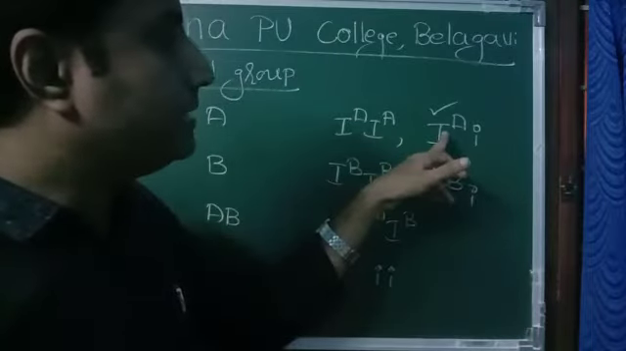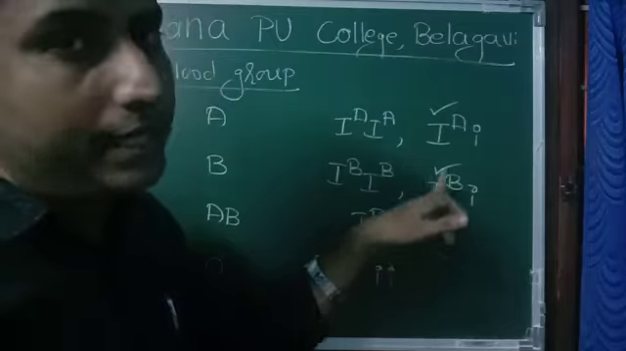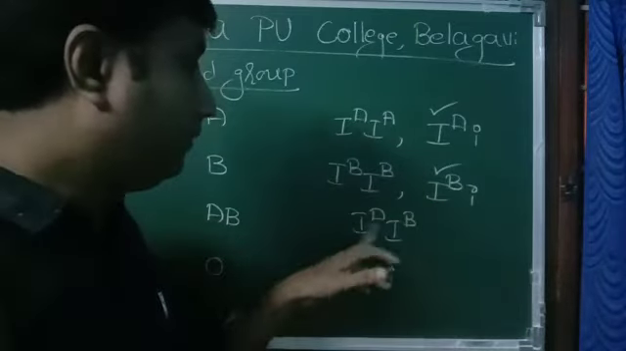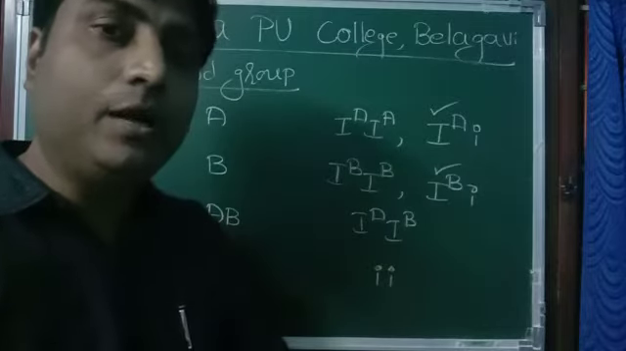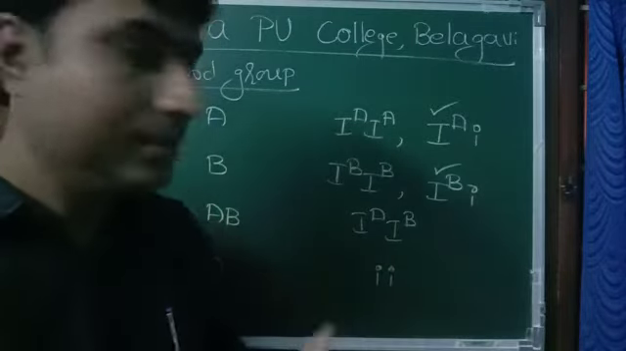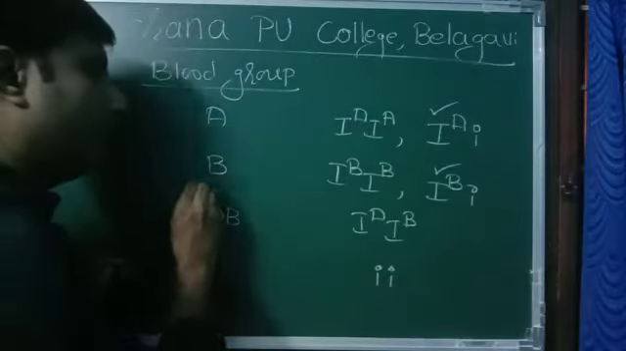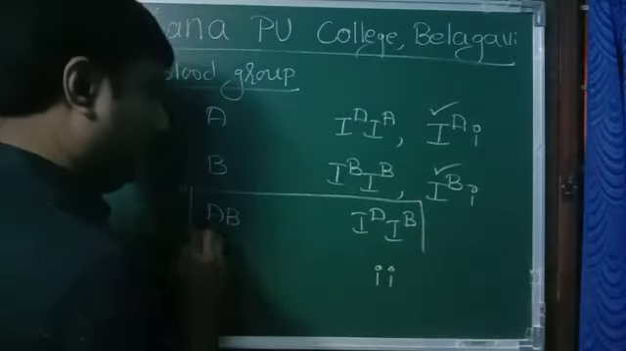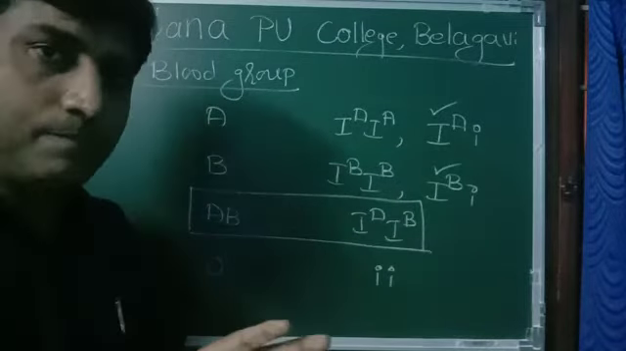If in this case this was the dominant, so blood group became A. Here this was dominant, so blood group became B. But when both of them are dominant, then the blood group becomes AB. Both of them are expressed, codominance. So AB blood group in human being is an example for codominance.